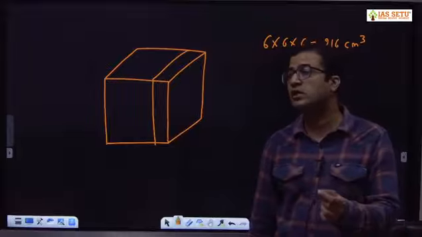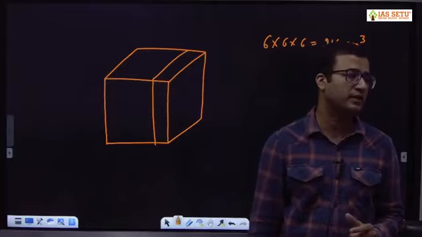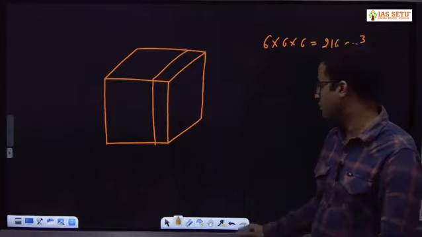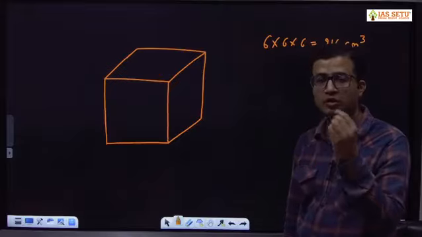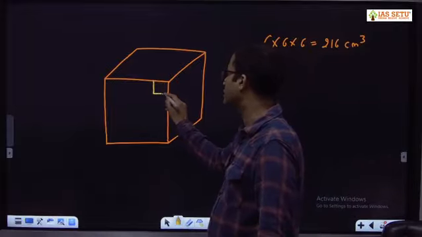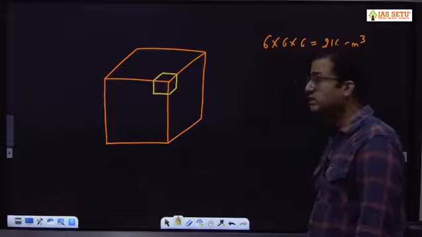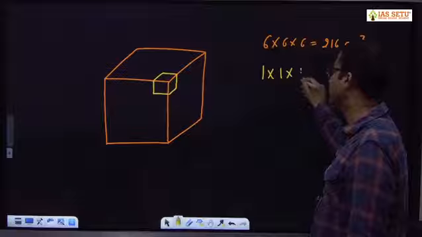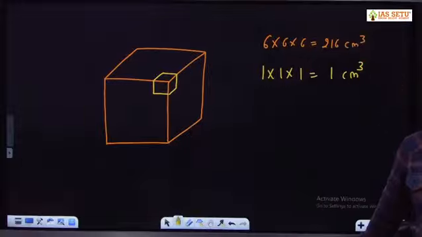Then the question will be like one layer of 1 centimeter is removed. The question is saying, a cube of length 1 centimeter has been removed. So don't make this mistake. You have to remove a small cube at any corner or any part. Like for example, at this corner, I remove a small cube of length 1 centimeter. So what is this? 1 into 1 into 1, 1 centimeter cube has been removed out of 216 centimeter cube.